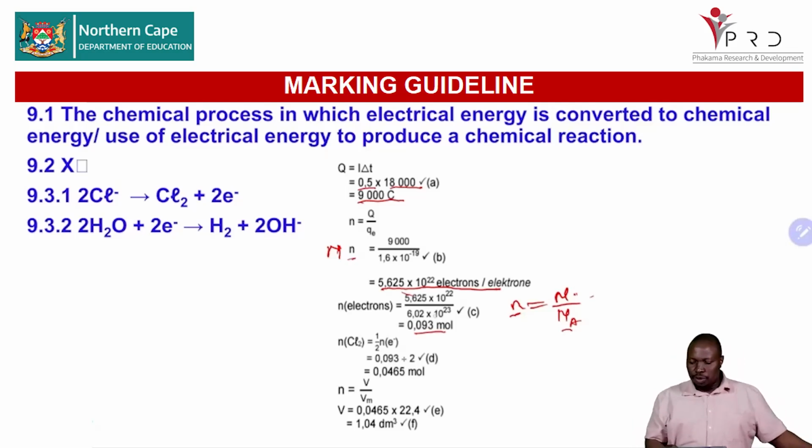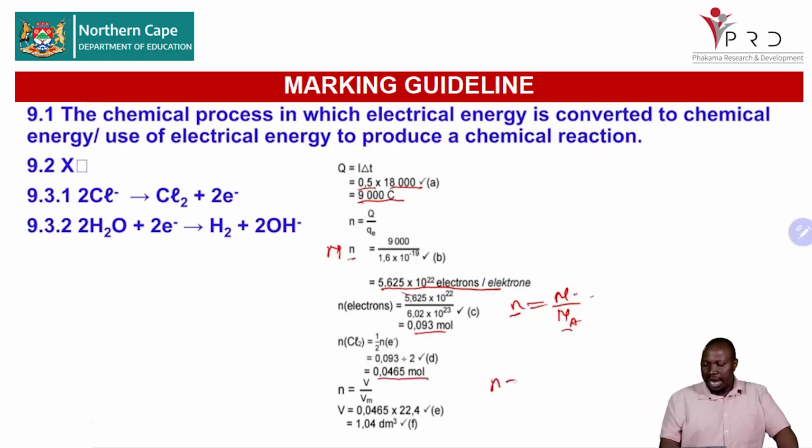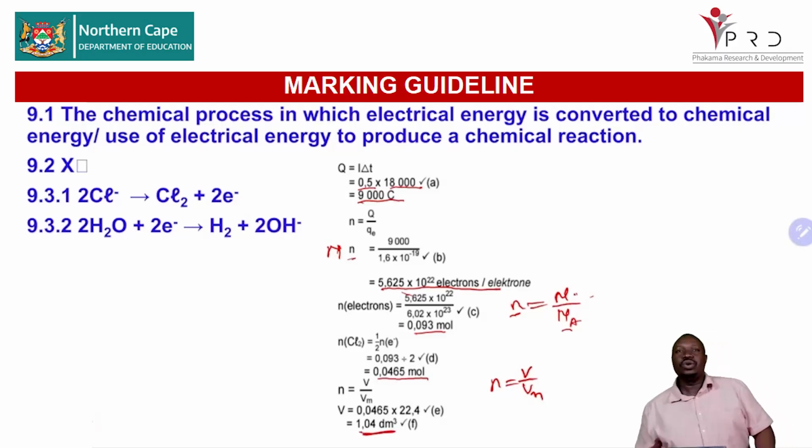Then you use the mole ratio. We are saying that for the chlorine, the ratio of moles is 1:2, so we divide that by 2, and you get 0.0465. From there, you can now use n equals V over Vm, where the n we've calculated is 0.0465. From the data sheet, our molar volume is 22.4 in this case, and then you multiply that, and you get your volume as 1.04 cubic decimeters.